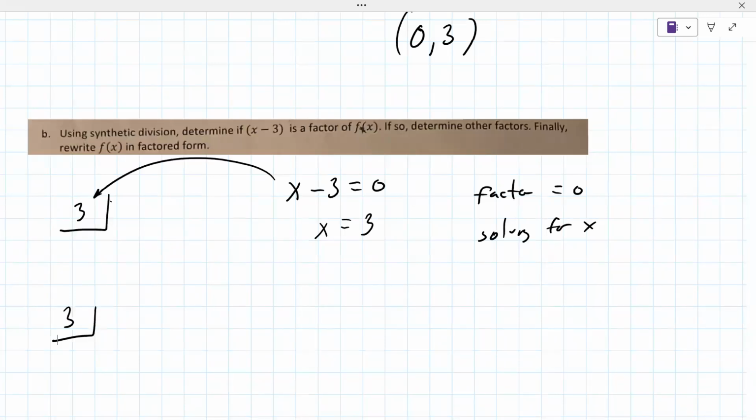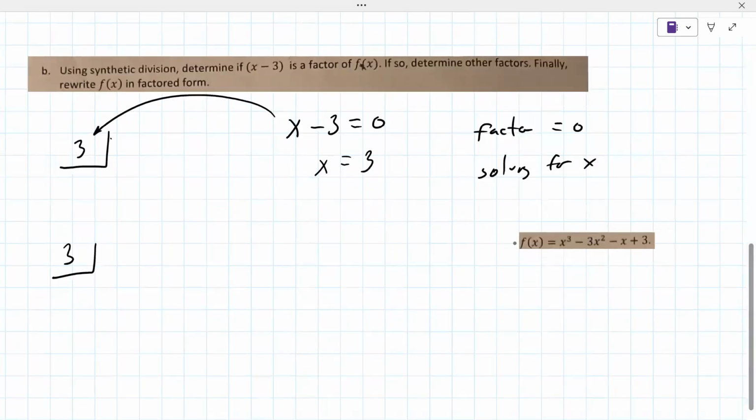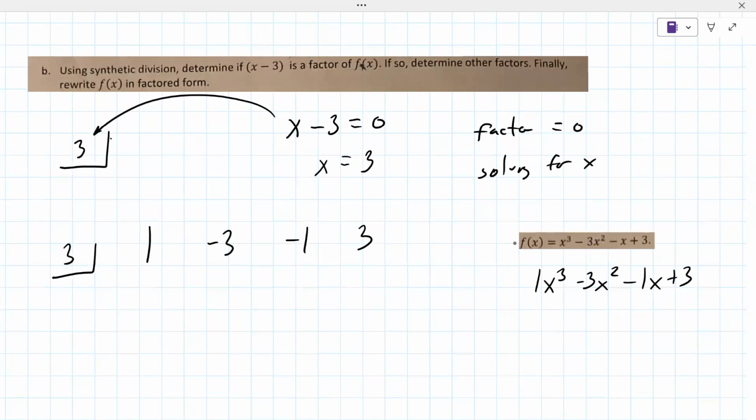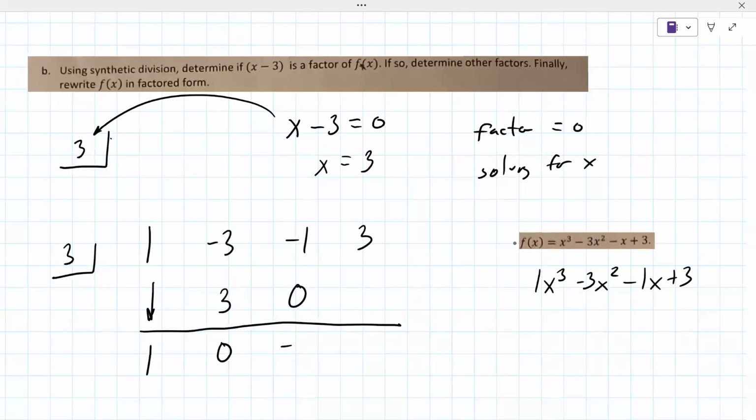Next thing is you write the coefficients of the polynomial. So you grab the coefficients. There's 1x cubed minus 3x squared minus 1x plus 3. You grab those coefficients: 1, -3, -1, and 3. And then you take the 1 down. That would be 1 plus 3... which would be 0, and then -1, -3, 0 once again. So it's 3 and 0.